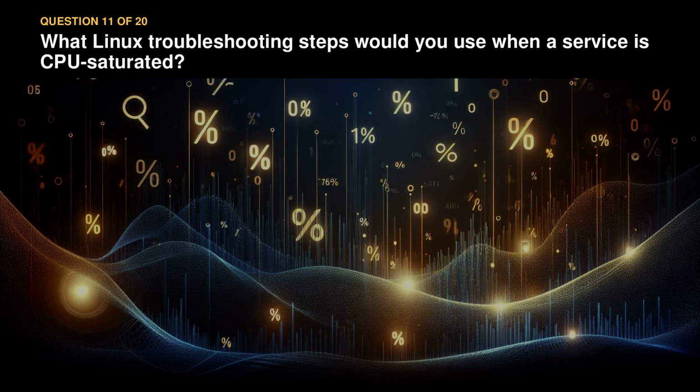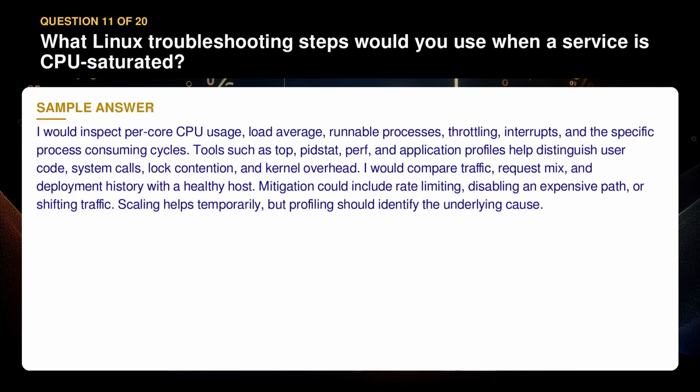Question 11. What Linux troubleshooting steps would you use when a service is CPU saturated? I would inspect per core CPU usage, load average, runnable processes, throttling, interrupts, and the specific process consuming cycles. Tools such as top, pidstat, perf, and application profiles help distinguish user code, system calls, lock contention, and kernel overhead.